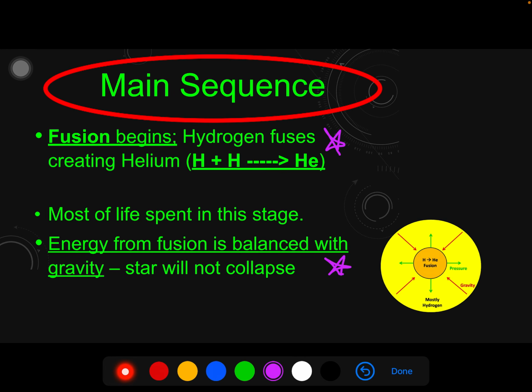Here's another key idea here, is that energy from fusion is balanced with the gravity. So the star is not exploding or contracting. It's just balanced. It's in a balance. So in this picture, we see that there's an outward force of fusion pushing outwards. But then what's holding the star together is the force of gravity, causing this star to be kind of in equilibrium. It's not growing or shrinking, it's just kind of staying the same.